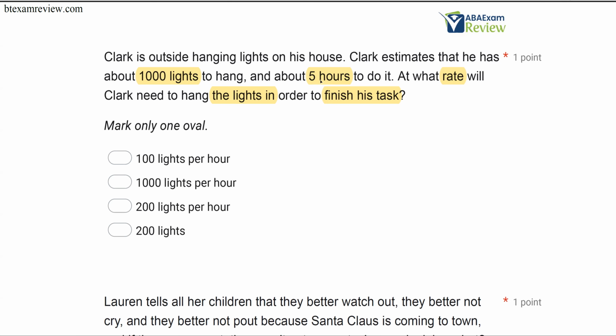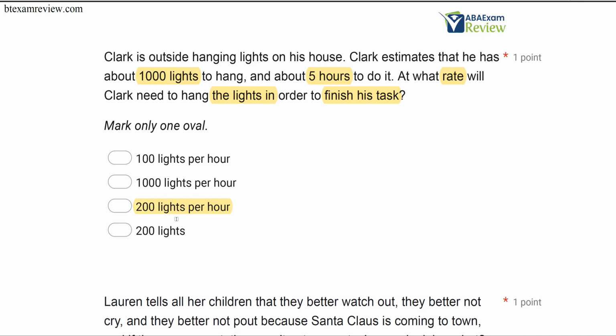And so when we put 1,000 over 5 and calculate our rate, we get 200 lights per hour. Obviously, if Clark hung 1,000 lights per hour, he'd be finished way ahead of time. But since they're asking for rate, you need to calculate the exact rate, which again is 1,000 over 5, which gives you 200 lights per hour.